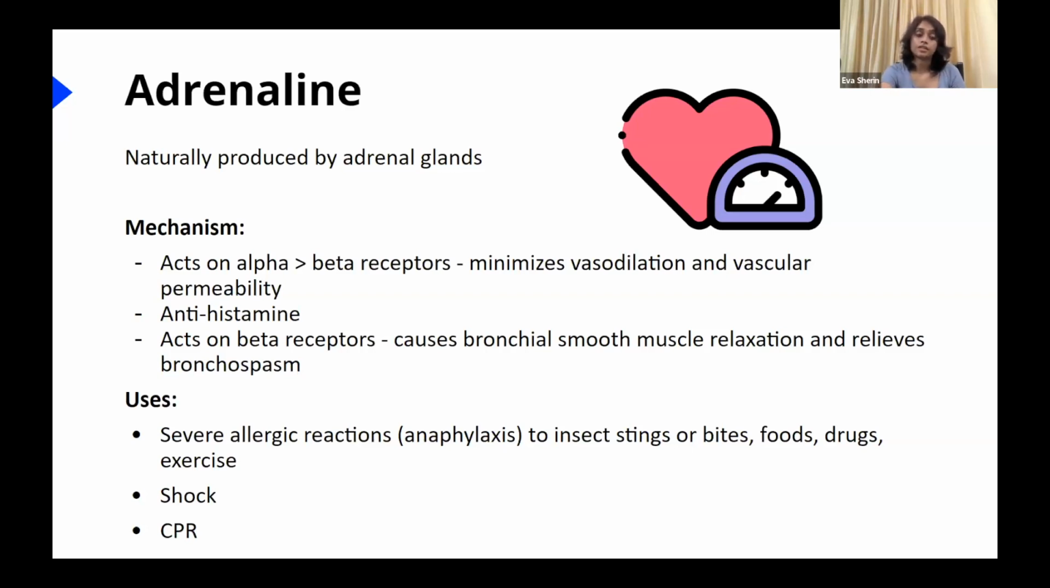Uses, like I said, asthma, severe allergic reactions to insects, foods and drugs, shock. Like I said, reduces vasodilation, so helps in shock, and obviously in cardiac arrest. So you give it every 5 minutes.